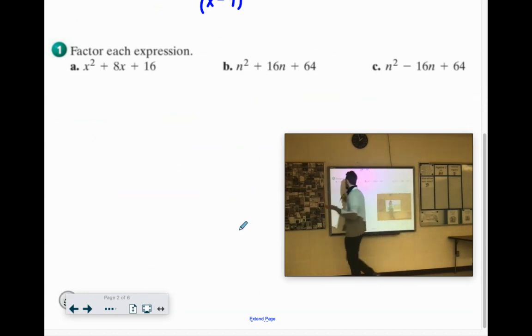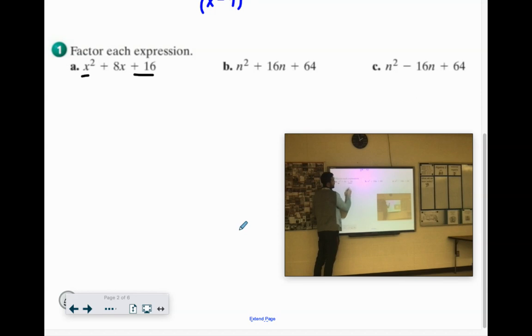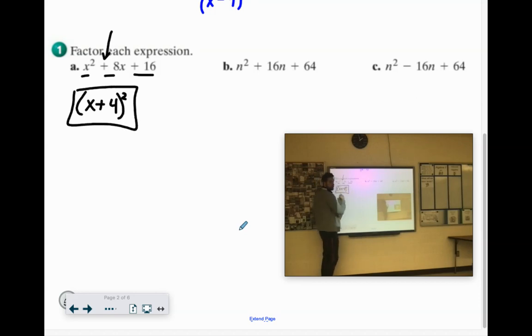This one, very similar. Can you square root x squared? Yes. Can you square root 16? Yes. It'd be x and 4. If I multiply them together and multiply by 2, do I get 8x? Yes. The only difference here is our first symbol is plus. So it'd have to be x plus 4 squared. Or you can get it the long way. It's literally one more step, so don't worry about that. x plus 4 times x plus 4, and then you would just rewrite that as x plus 4 squared.